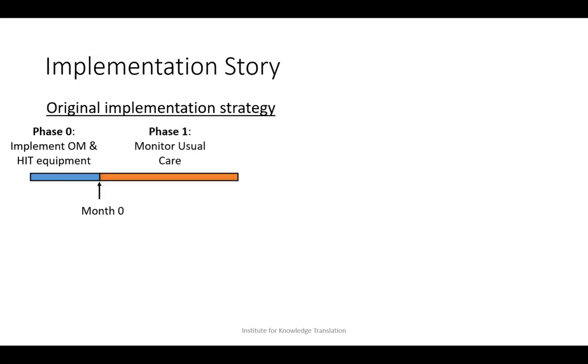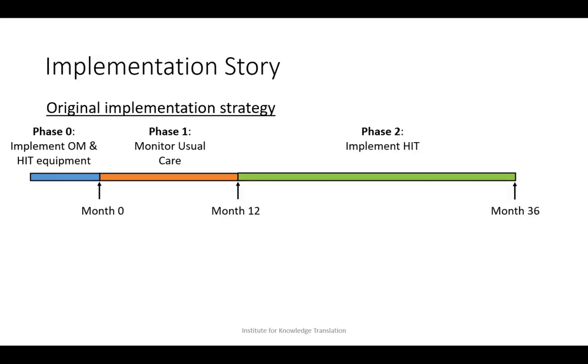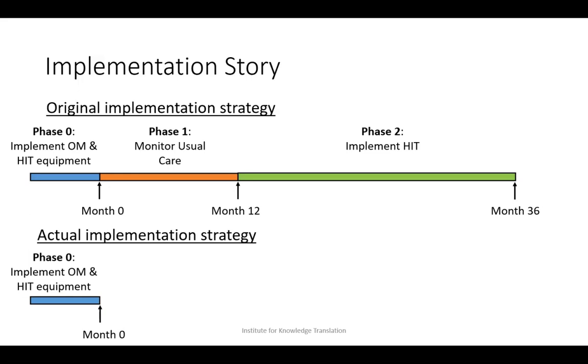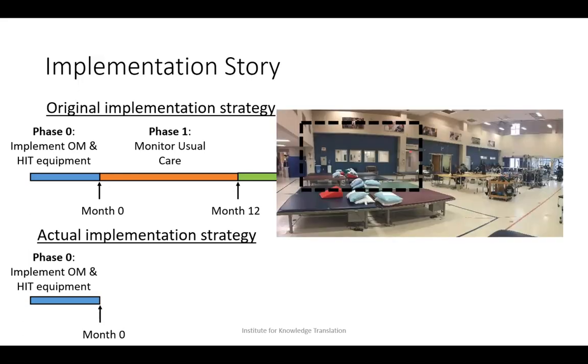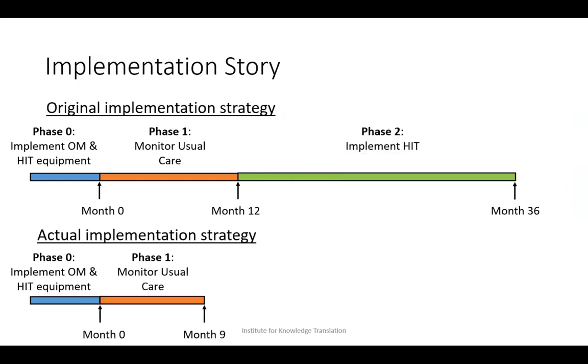So after we did that, the idea was we were going to monitor usual care. In this case, the plan was to monitor for 12 months. And then over the next 24 months, we were going to implement high-intensity gait training was the plan. It didn't actually turn out like that. We did okay with implementing our outcome measures and high-intensity gait training equipment. But as you may remember, we are sitting there watching therapy, and it's really hard for us to do that instead of getting in there and trying to implement the evidence-based practice.